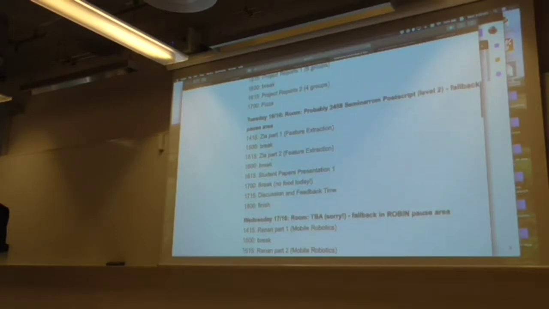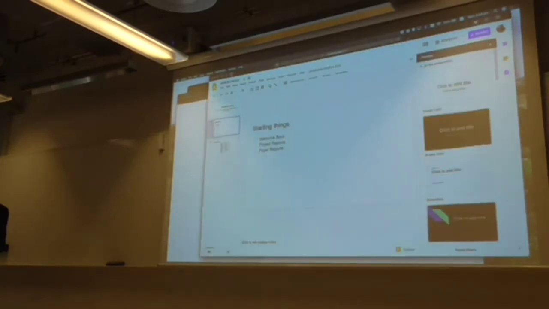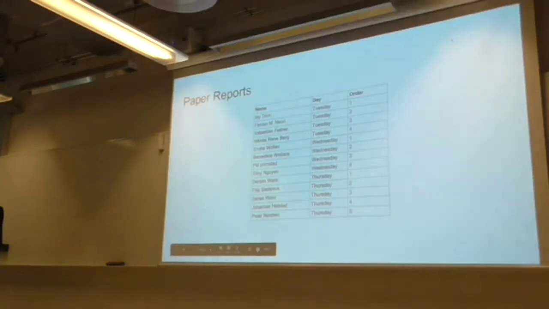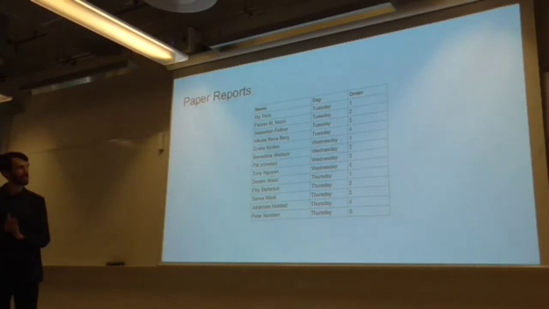The schedule for those paper presentations I emailed to everyone. I should put it on the website so it's clear, but it is actually right here. So these are the 13 students who have their paper presentations. You have to go first thing tomorrow at 4:15. Someone has to be first. Farzan second, Sebastian third, and Nikolai. You guys are all on Tuesday afternoon.